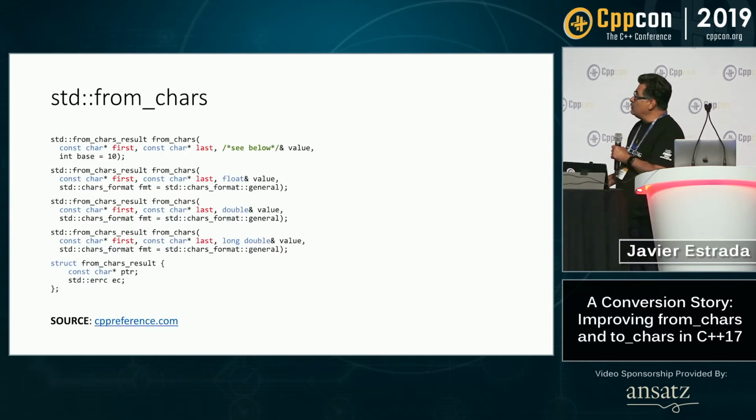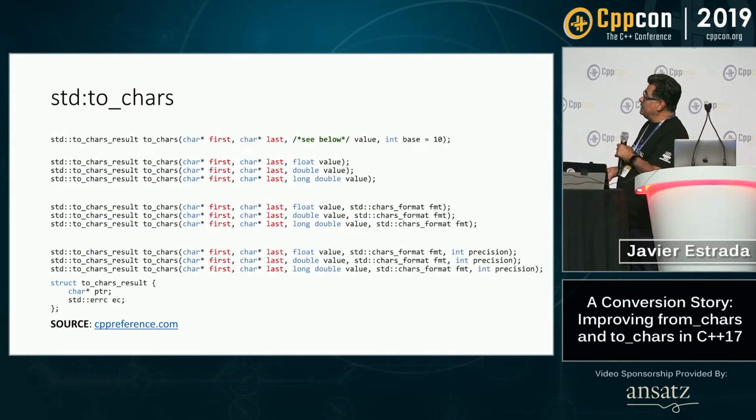So if we look at std::from_chars, you can see in red that every overloaded function has a first and a last parameter. And then you see the list below, from cppreference.com, of all of the types that are supported. You can also see that it supports the three different floating point types, float, double, and long double. And similarly, into to_chars, you can see that it's the same pattern. You have a first and a last parameter and the same type of support.